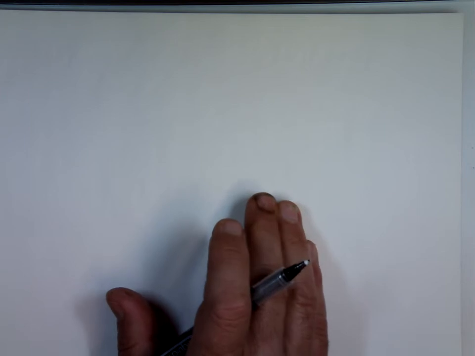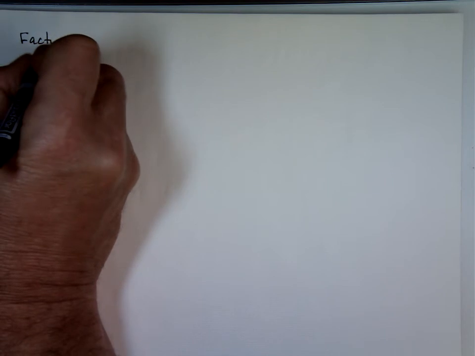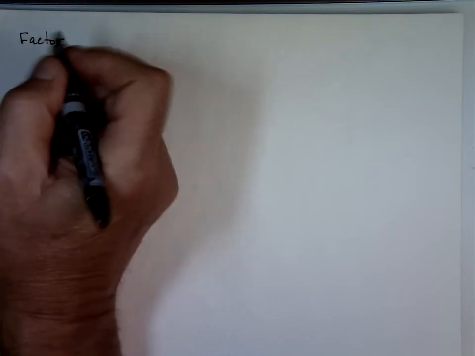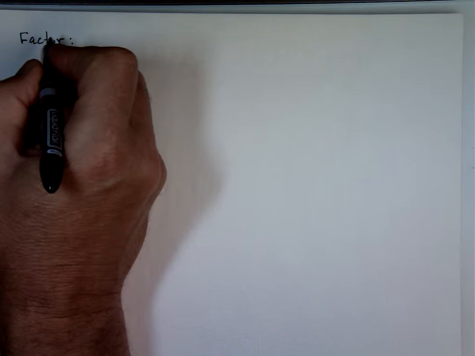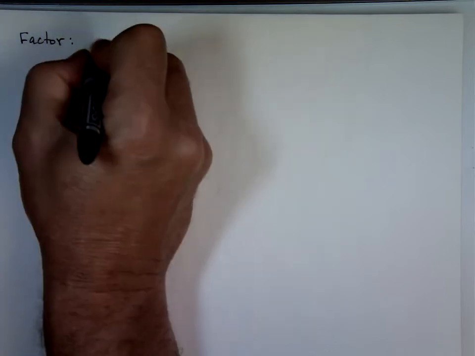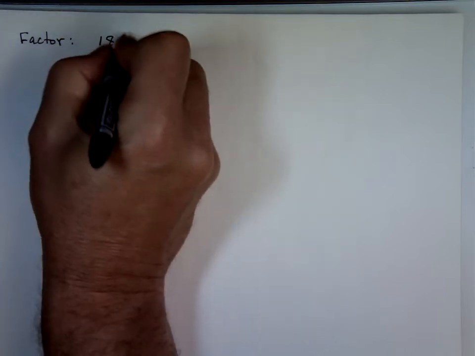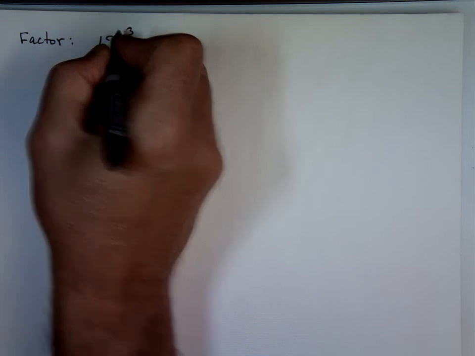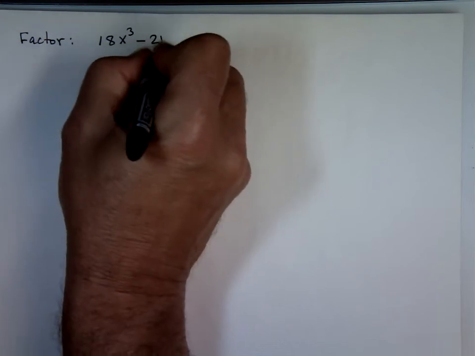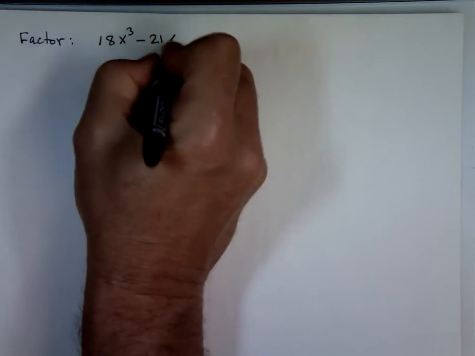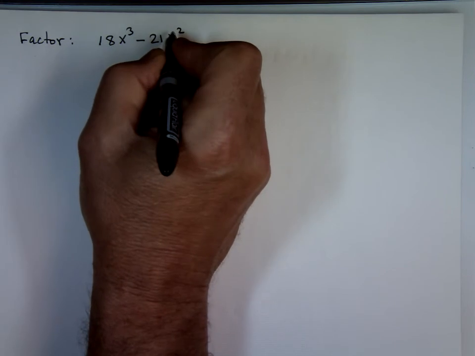Let me try another one. Factor 18x to the third minus 21x squared minus the 9x.